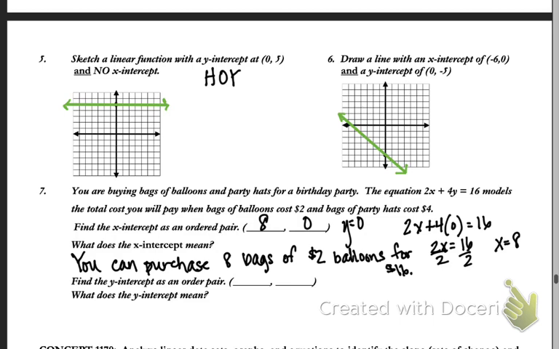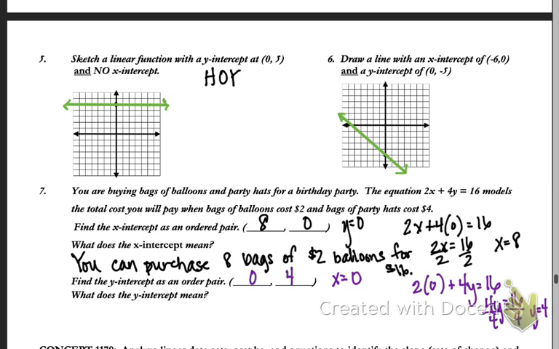What's the y-intercept as an ordered pair? We're going to plug 0 in for x. So 2 times 0 plus 4y equals 16. Or 4y equals 16, and when we divide by 4, y equals 4. So I have the ordered pair (0, 4).